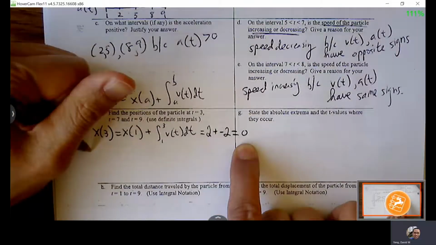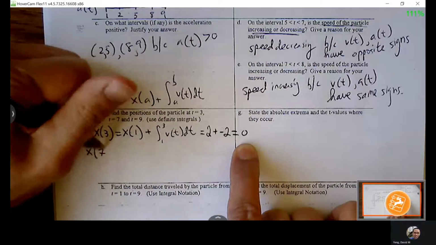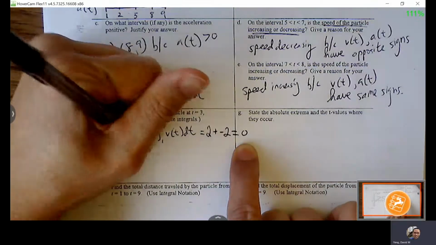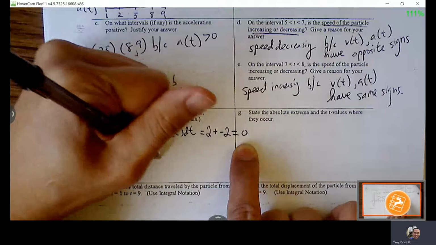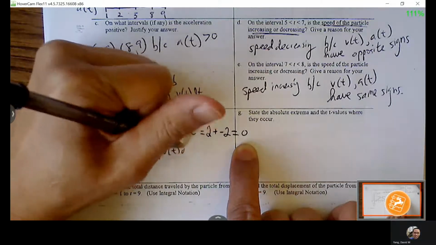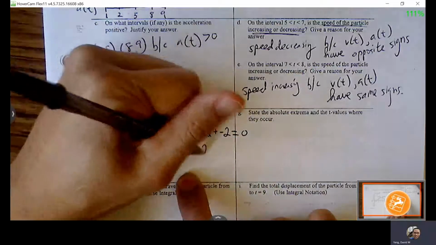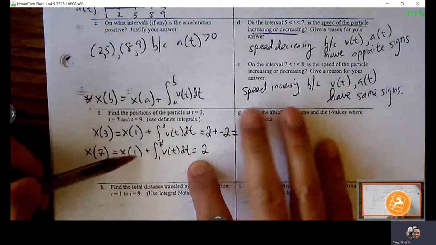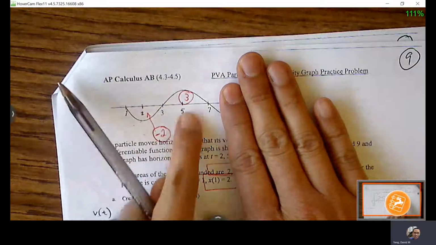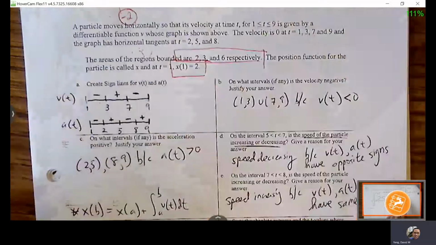Okay. If I want to find x of 7, again, I can start off at x of 1 and then just total my progress between 1 and 7. So again, x of 1 is 2. And then now I need to figure out the sum from 1 to 7. So negative 2 plus 3 is going to be 1.